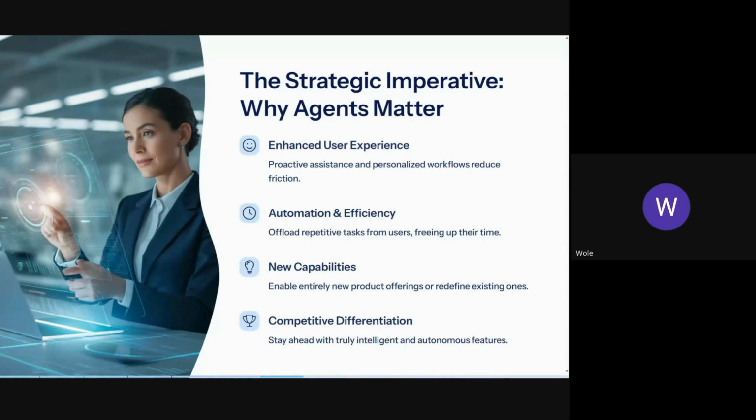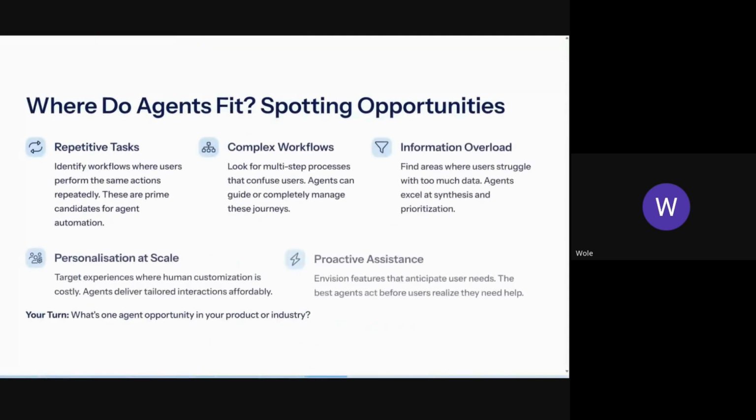Then we have the competitive differentiation, which is where you stay ahead with truly intelligent products. Okay. So the next thing is, where do agents fit and how do you identify an opportunity? Now, before you obviously go into integration and road mapping, one of the things you need to know is, in the current solution I'm building, I'm a product manager today, what opportunities exist?